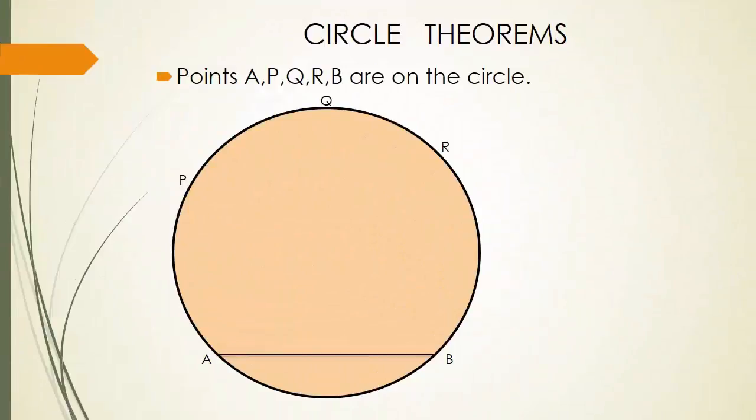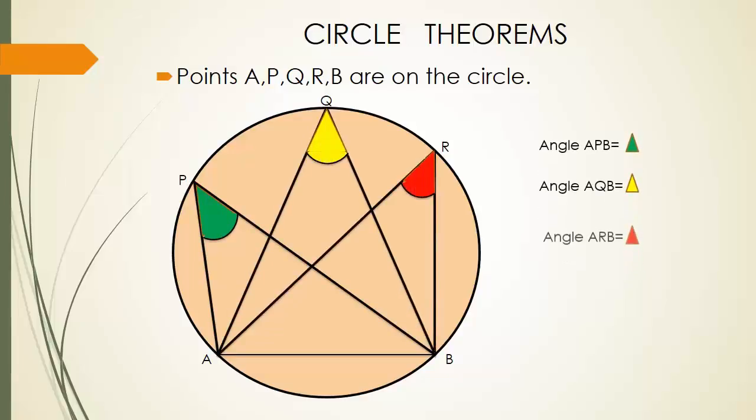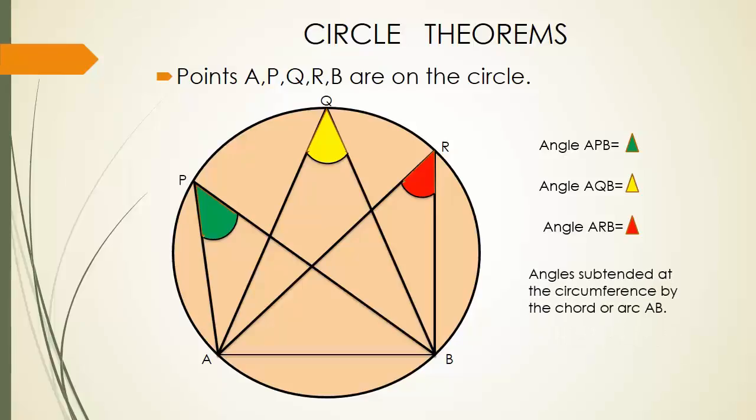Now, starting with the circle theorems, assuming you have a circle with points A, P, Q, R, and B as points on the circle, and AB is the chord or the arc we want to use. Now, the angles made at P, at Q, and at R are angles subtended at the circumference by the chord AB. I hope this is much clearer using the diagram. Let's continue.